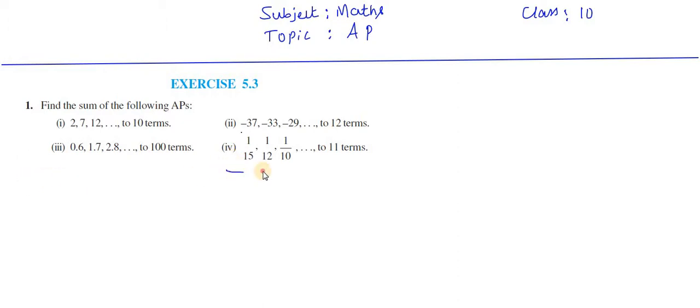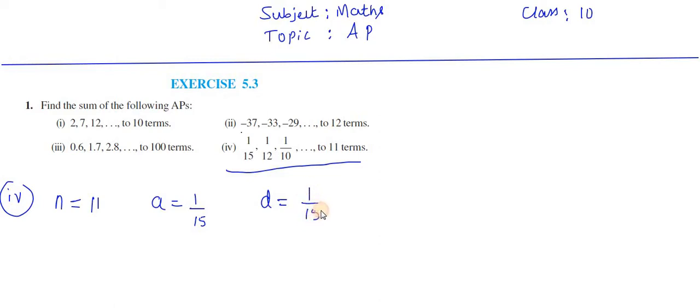So in the fourth problem, first see what is given. We need to find how many terms. So here n is equal to 11 terms, so n is equal to 11. Why? Because we need to find 11 terms. And here a is equal to 1 by 15. Then what is d? So d is equal to 1 over 15.